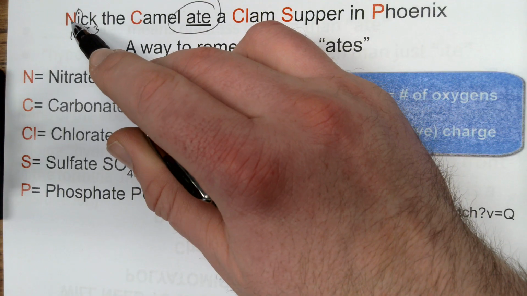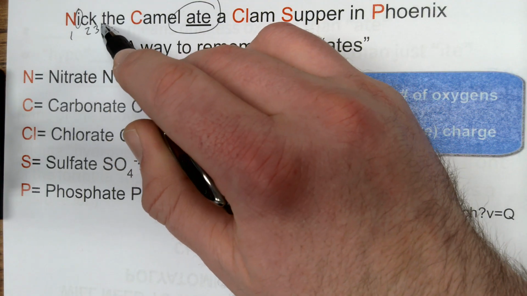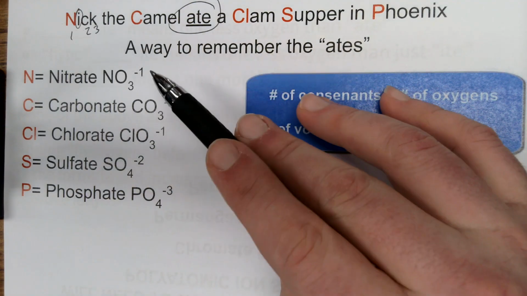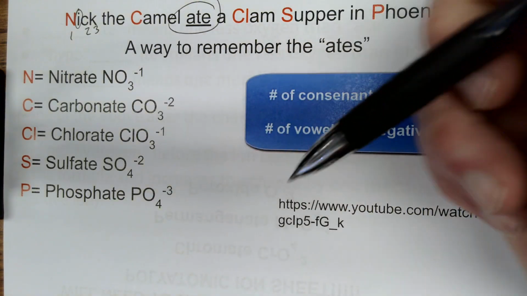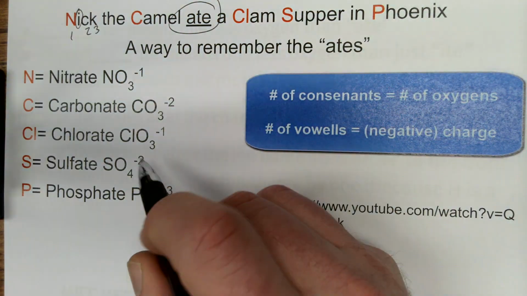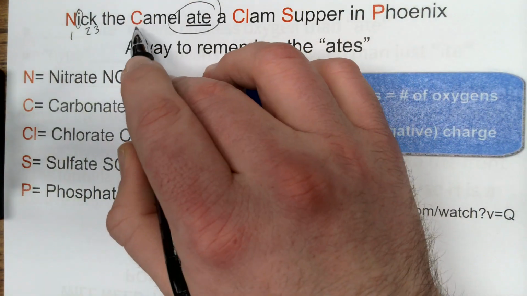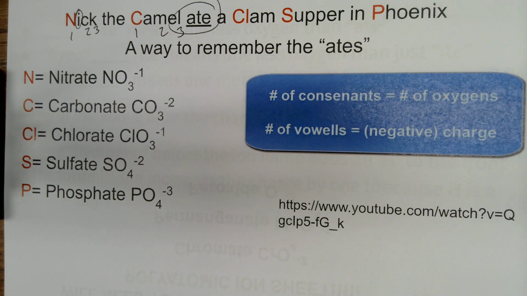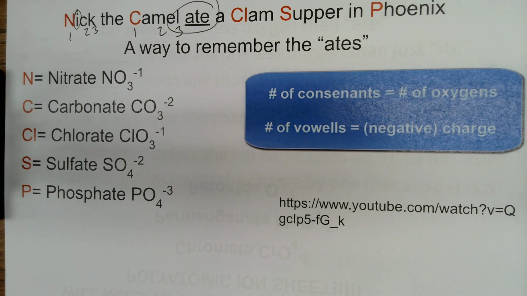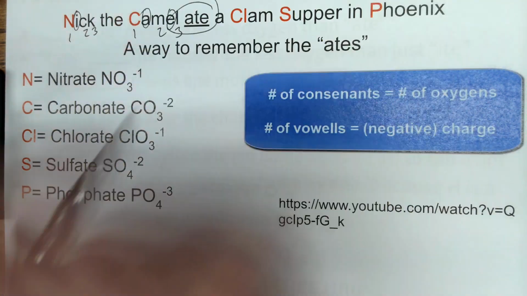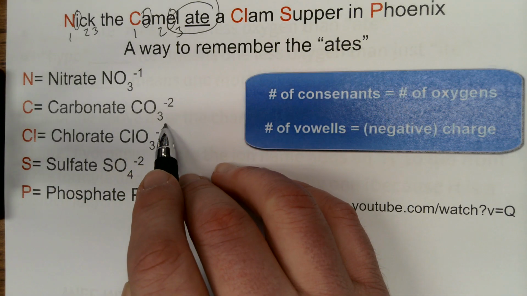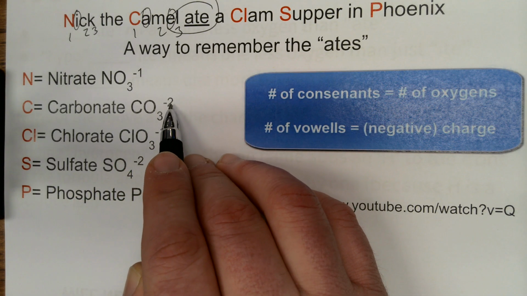N starts us off with nitrogen. 1, 2, 3 consonants, NO3. The vowel is I, minus 1. Camel: we start off with C, so I start off with carbon. 1, 2, 3 consonants, the C, the M, and the L. CO3. The A and the E are my 2 vowels. CO3 minus 2.